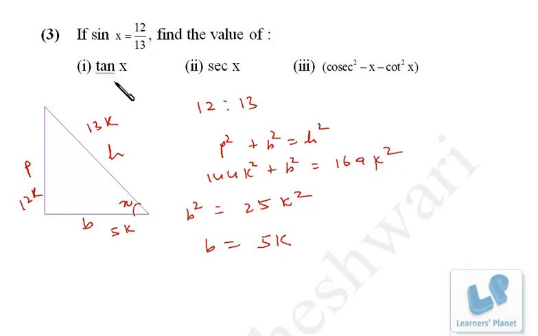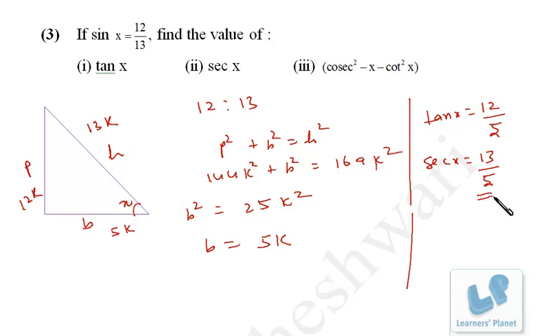Now we have to find out the value of tan x. So what will be tan x now? It's perpendicular by base, so 12k by 5k, so it will be 12 by 5, right? What will be sec x? It's opposite of cos x. So cos x is what? 5k by 13k, that's base by hypotenuse. So sec x will be hypotenuse by base, so it will be 13 by 5, right?